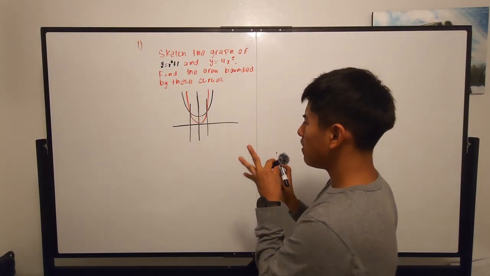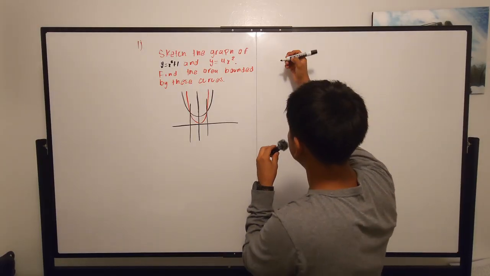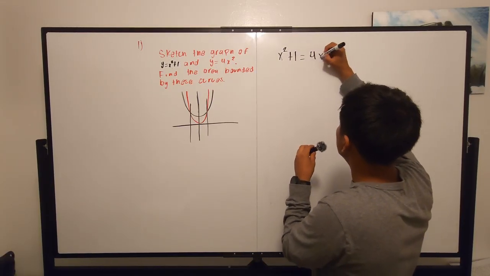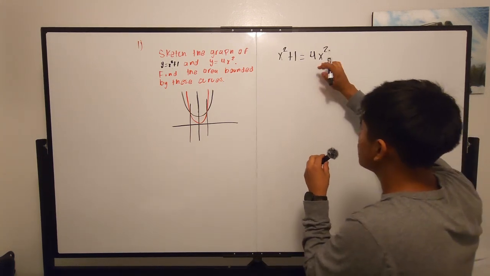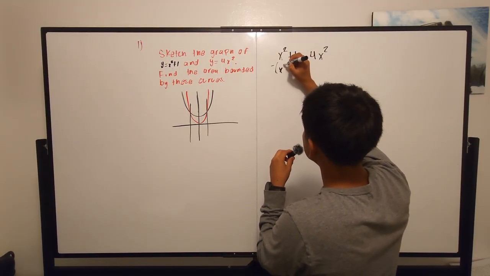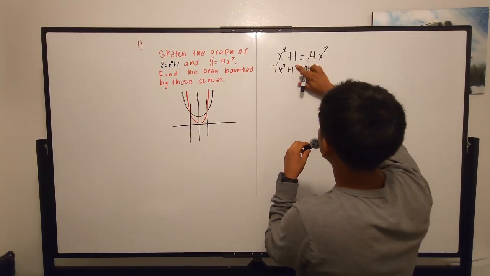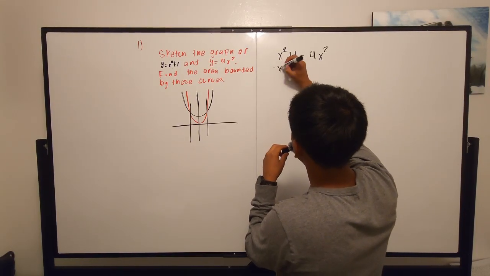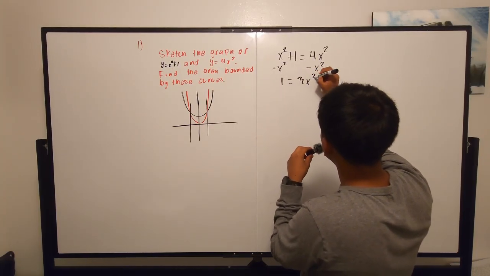This is going to be the same exact steps as the last one. So we're going to set these two functions equal to each other. So we have x squared plus 1 equals 4x squared. What I'm going to do here to get the x's by themselves is subtract x squared from both sides. Then I'll get 1 equals 3x squared.